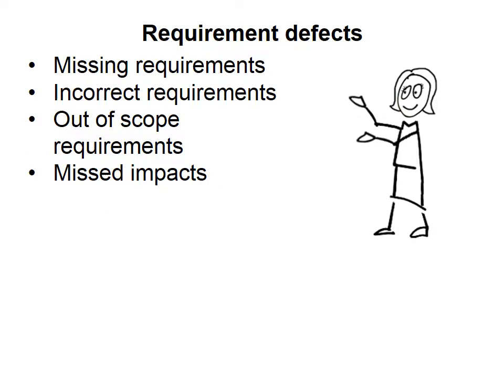What are some examples of requirement defects? There could be missing requirements. This could be due to the customer or business analyst not identifying the requirement or not being aware of the need for the requirement. There could be incorrect requirements. The customer may not be aware of how the functionality must work and may identify a requirement that is not valid. There could be requirements that are out of scope for the feature or release. Finally, there could be impacts to the requirement or to a downstream process that are not identified in the requirements.